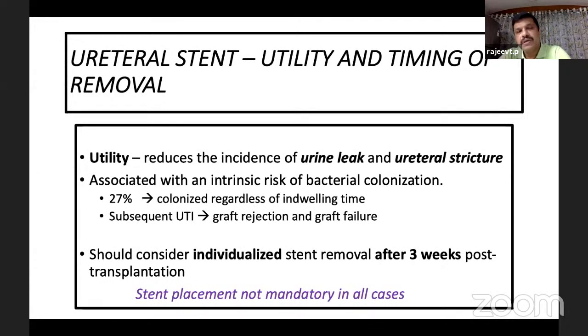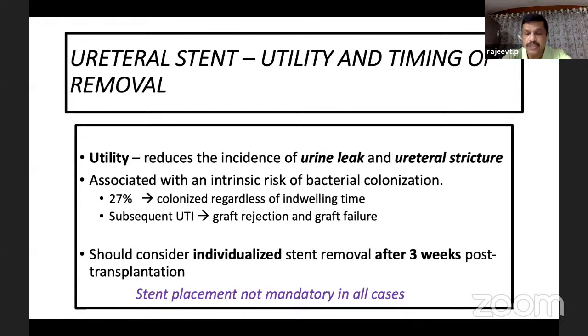Now, ureteral stents: in earlier days, in the majority of cases, ureteral stents have been placed. Now we'll come to the utility of stent placement and the timing for removal. Its utility is mainly to reduce the incidence of ureteral leak, as well as the incidence of postoperative ureteral stricture. But stenting is associated with an intrinsic risk of bacterial colonization. It is found that in 25% there can be colonization regardless of the indwelling time, however long you keep the stent. And if there is severe colonization, the subsequent UTI can lead to graft rejection, which may ultimately result in graft failure. So this should not be taken lightly.